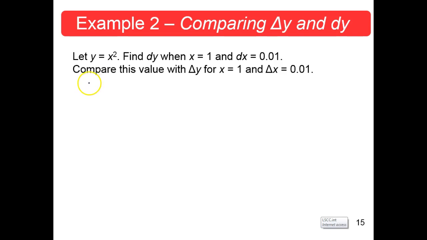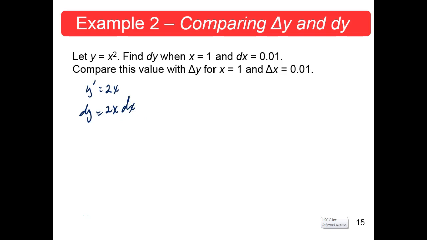Anybody? What would be a first thing to do? Yeah, take a derivative. I'll go y prime is equal to what? 2x. Okay? Now, to take it even further, let's do it this way. dy is equal to 2x dx.